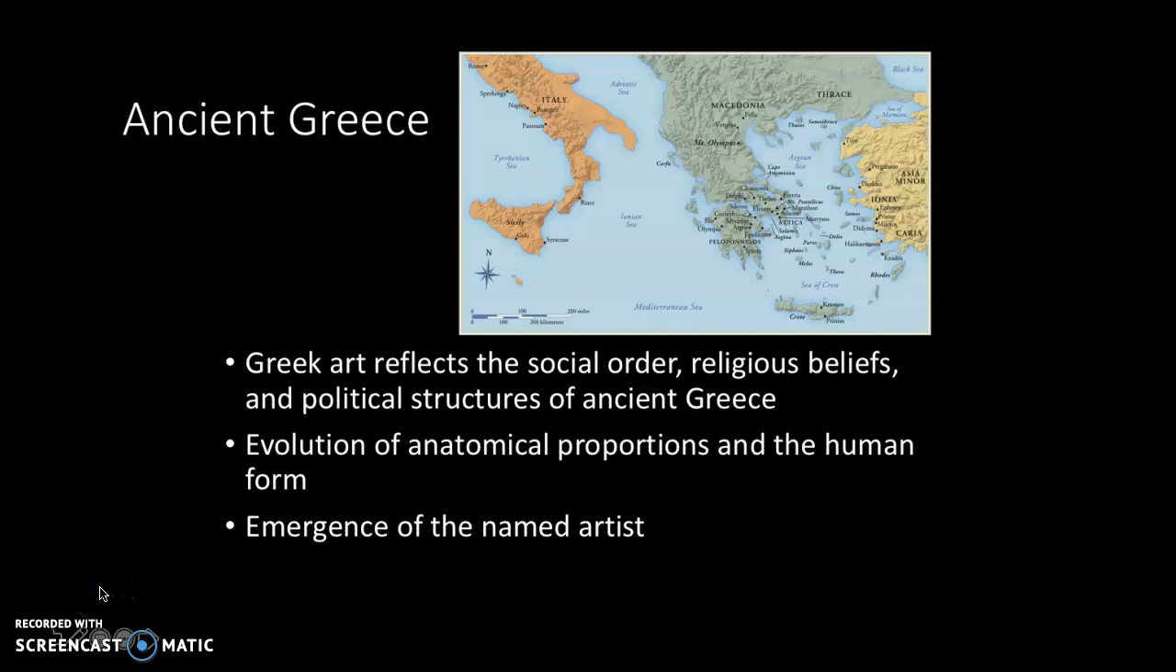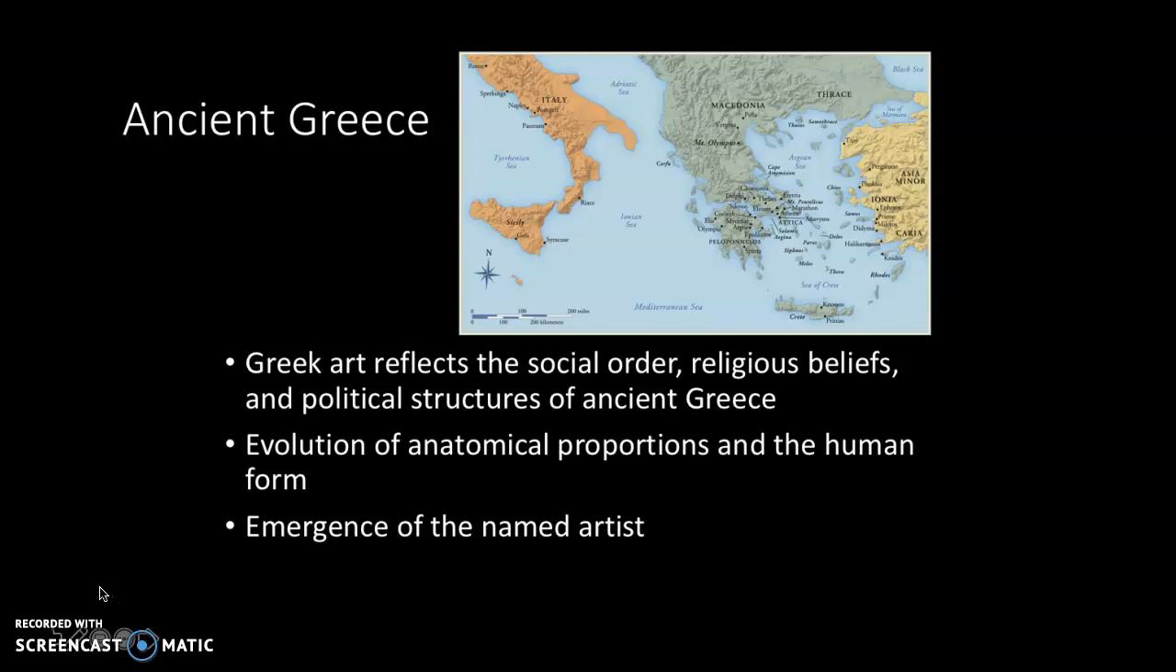Welcome back, everyone. We're going to move to Greece, to the ancient Greek civilization. And what we're going to see, with regard to the depiction of human figures, are a few things. First of all, the evolution of anatomical proportions and the human form, this relentless Greek quest for perfection. We saw it in architecture. We're now going to see it in sculpture.